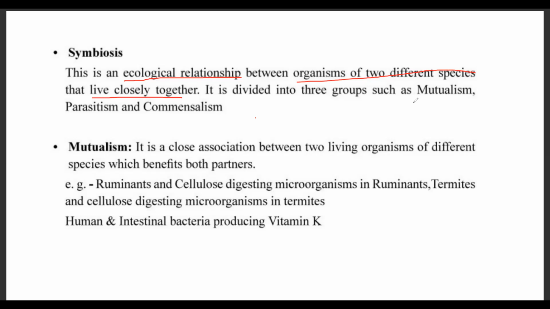Examples: ruminants and cellulose digesting microorganisms in ruminants. Now if we take fibers, the leaves of trees, are they digestible in our digestive system? No, fibers are not digestible in our digestive system. But in ruminants, they are digestible. Because why? Due to the presence of these cellulose digesting microorganisms. Okay, and human and intestinal bacteria producing vitamin K. Okay.